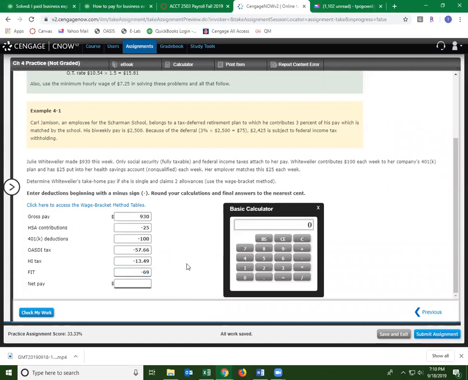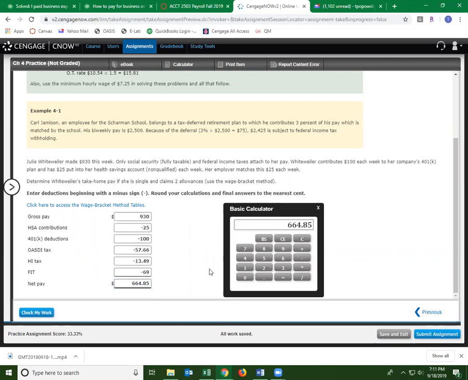So then I just calculate her net pay. Well, the full 930 in gross pay minus 25, minus 100, minus 57.66, minus 13.49, minus 69. Her net pay for the week is $664.85.